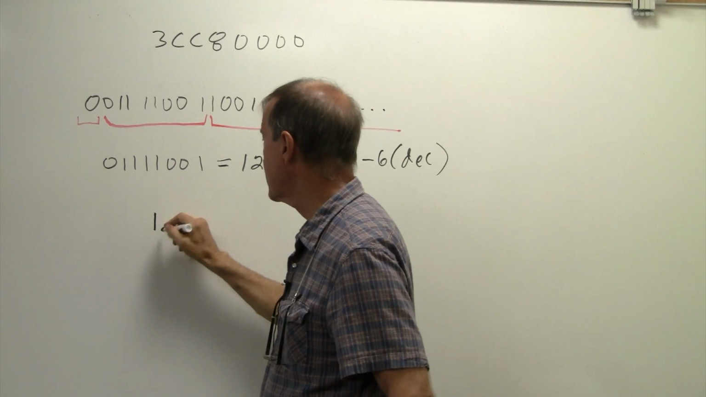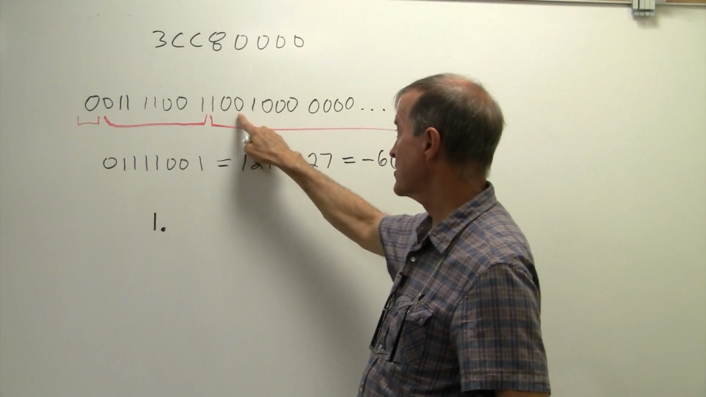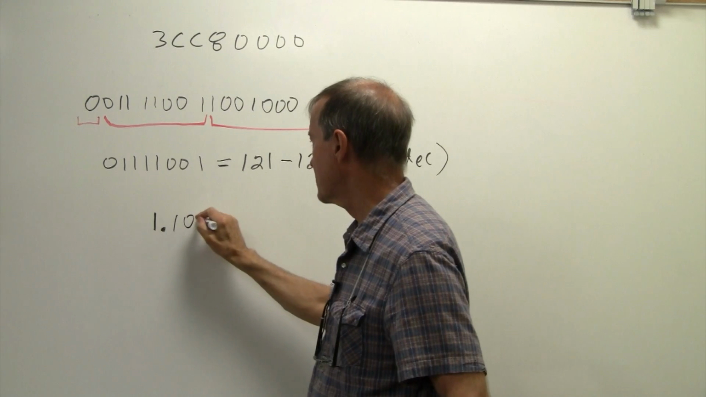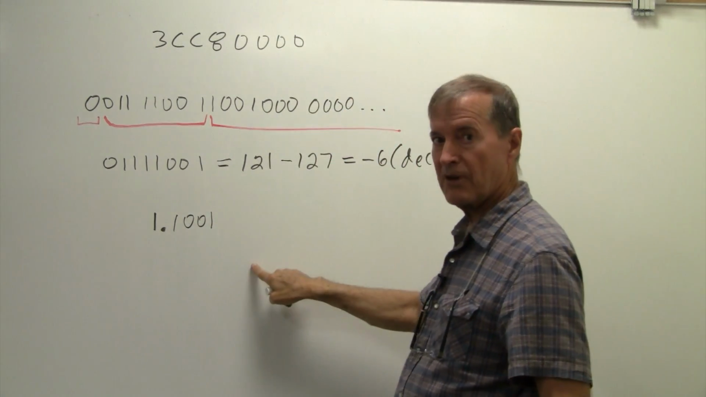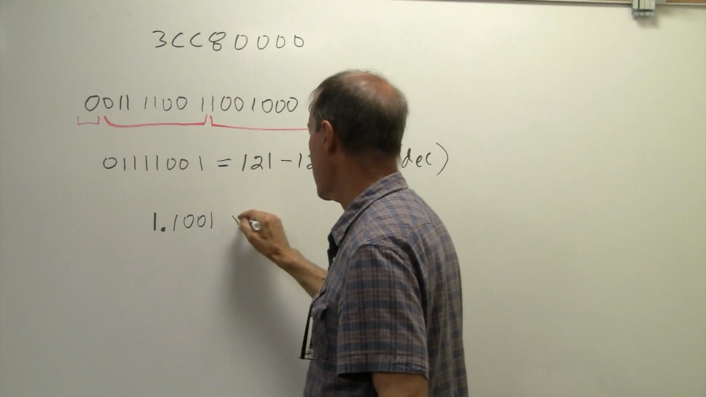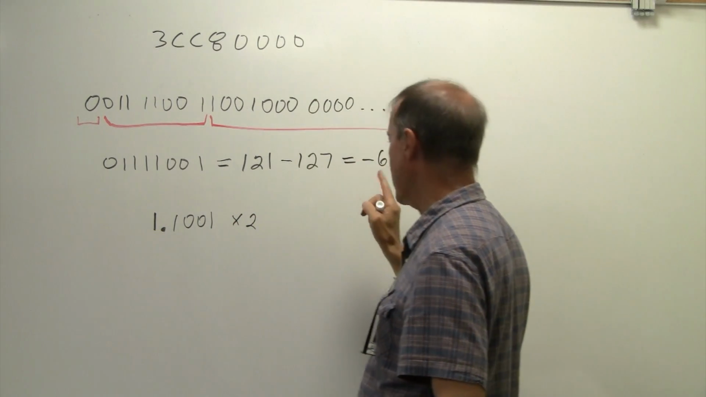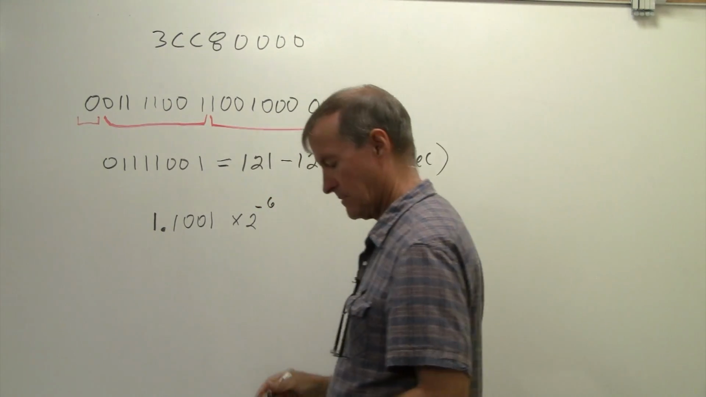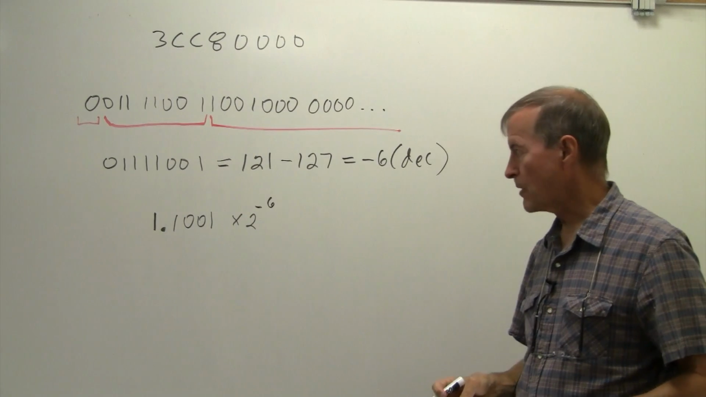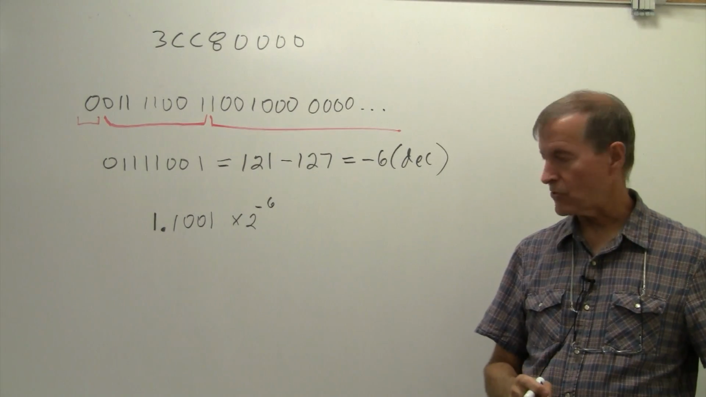So therefore the number is what? 1 point, and then 1001 00000. Are you with me on this? And then this is times 2 to the what? To the -6. So it's 1.1001 times 2 to the -6.